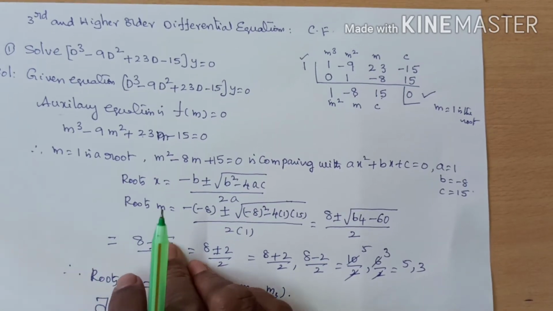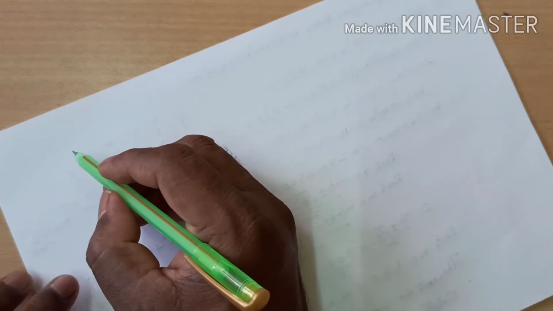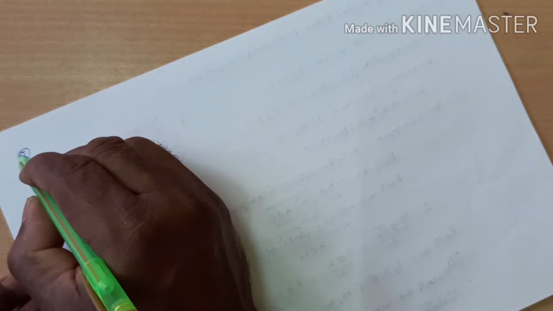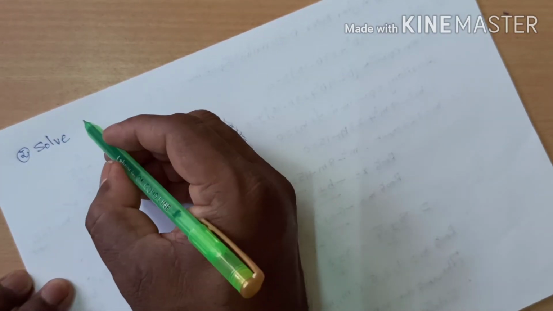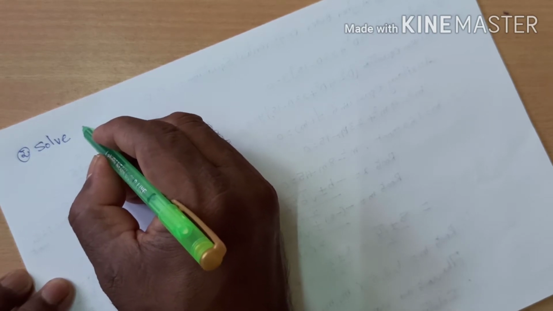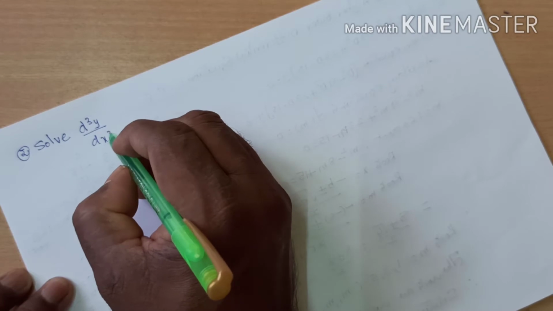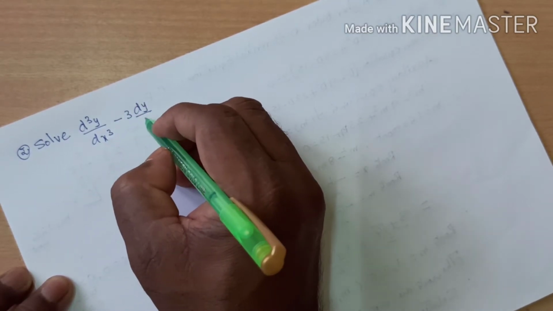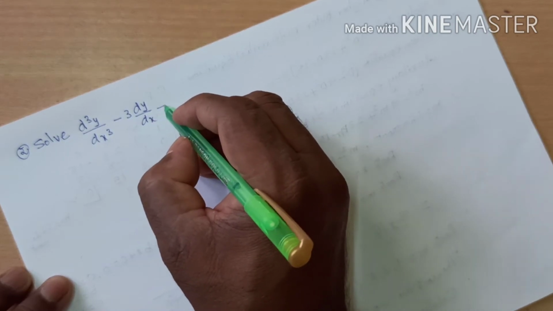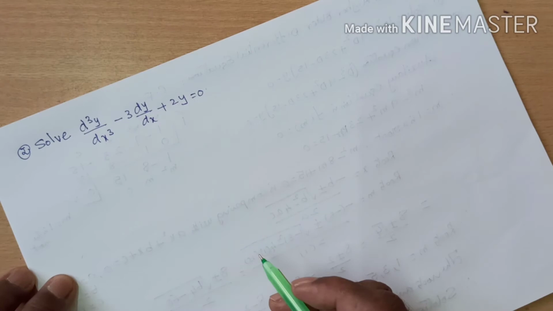Coming to the next problem. Next problem is solve. Problem number 2, solve d power 3 y by dx power 3 minus 3 into dy by dx plus 2y is equal to 0.